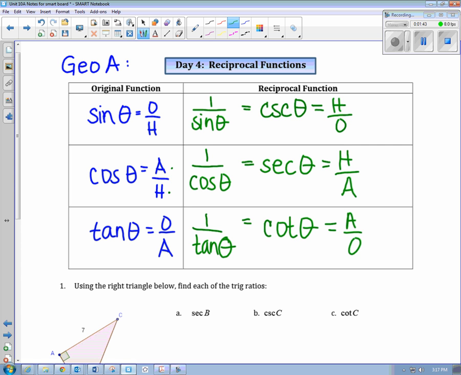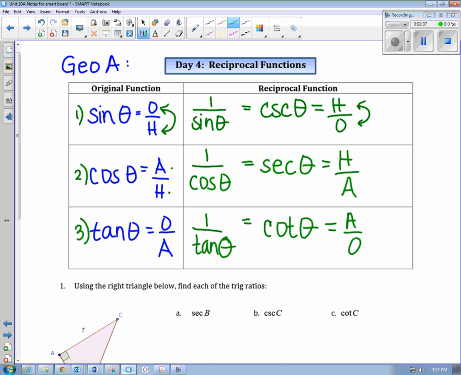So I technically remember the first three trig ratios that we talked about, and then in my head I do the reciprocal of them. So I know that cosecant and sine are reciprocals, and then I just take the opposite over hypotenuse and I flip it, hypotenuse over opposite for cosecant, and so on.